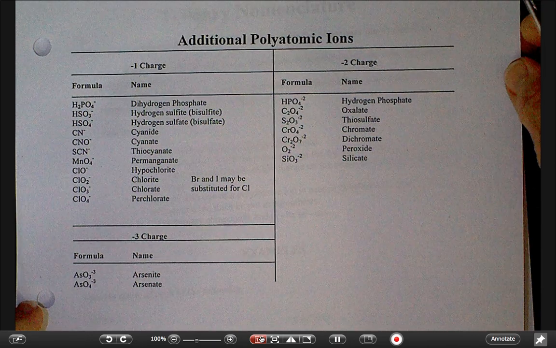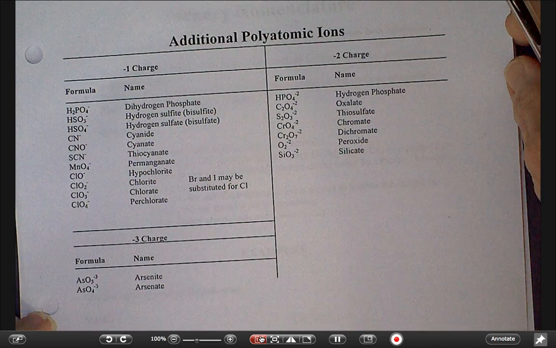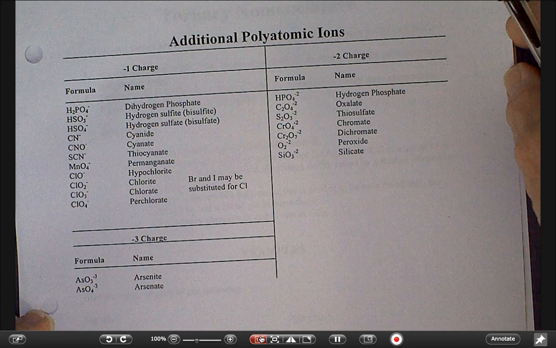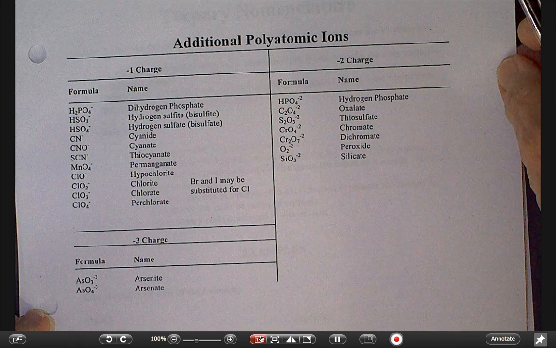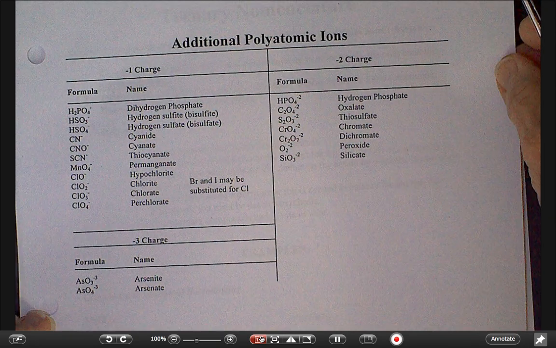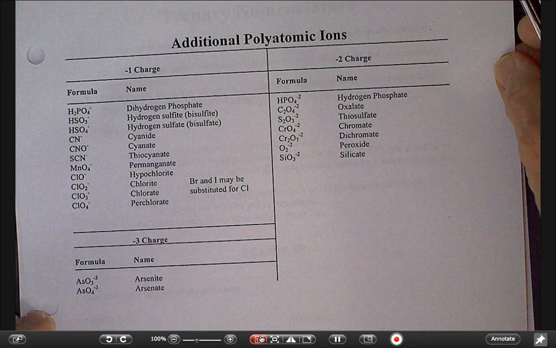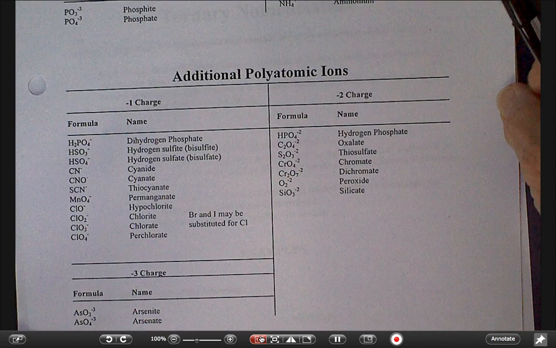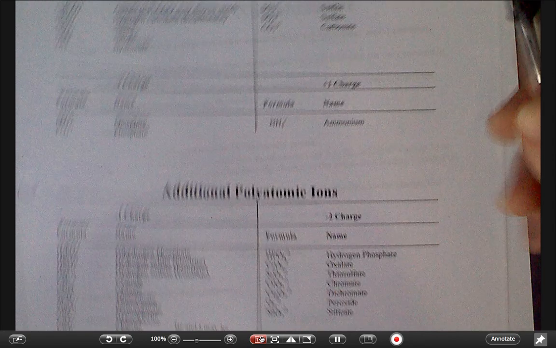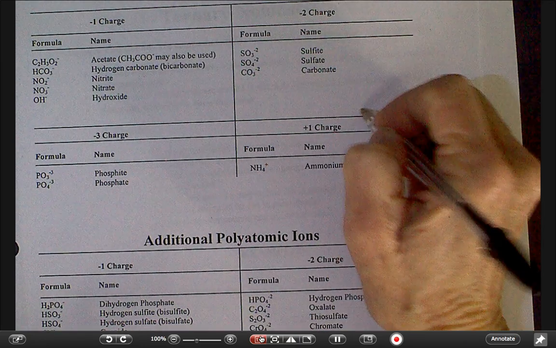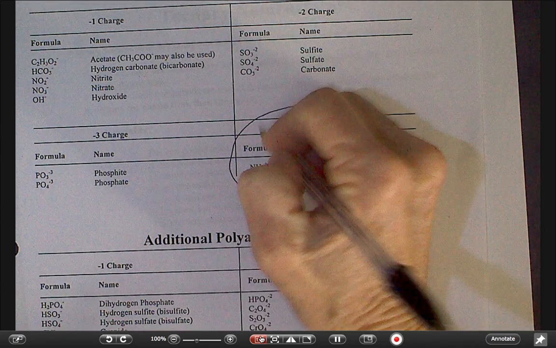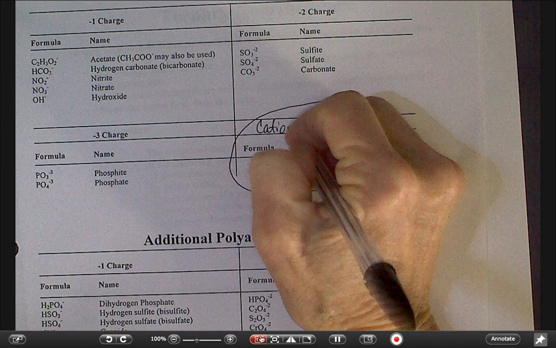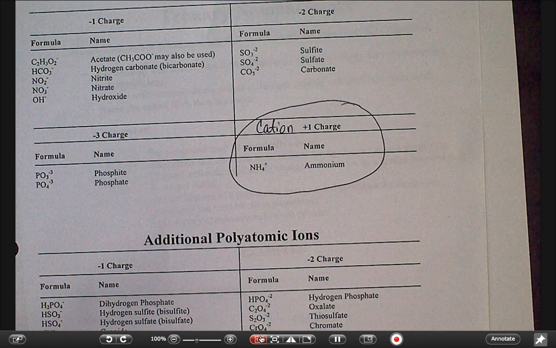What position do anions take in chemical formulas? Where do the negatives go? Front or back? There. That's what I'm looking for. They bring up the rear. Every one on this sheet brings up the rear in the formula except one. Right here. This one is the only polyatomic that functions as a what? Cation. All the rest of them are anions. Okay?